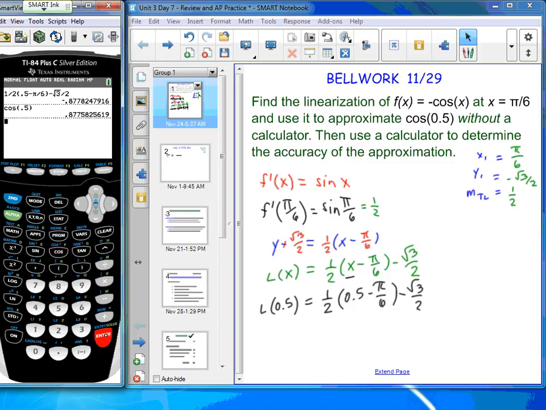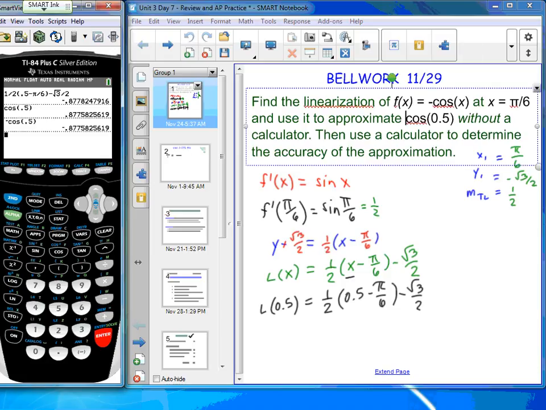Survey says? Uh-oh. What did we do wrong? Oh, opposite of cosine x is my original function, f of x. That's an easy fix. So let's get that up there. Opposite of cosine of 0.5. Sorry. So for this right here, we needed that.